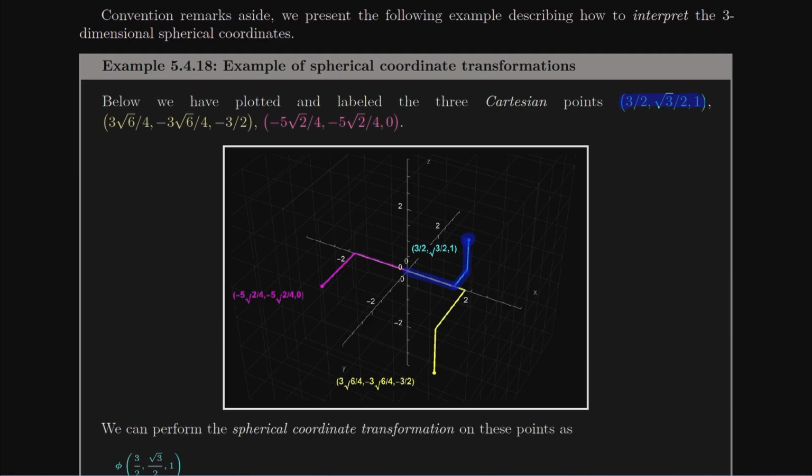You've been doing this the whole semester. I can do 3 root 6 over 4 and negative 3 root 6 over 4 and negative 3 halves as, okay, 3 root 6 over 4 in the x direction, negative 3 root 6 over 4 in the y direction, then down negative 3 halves in the z direction, and then you end up down there as your point.